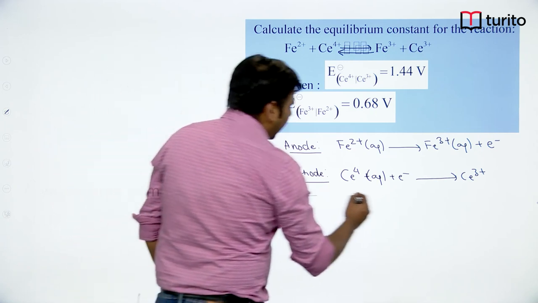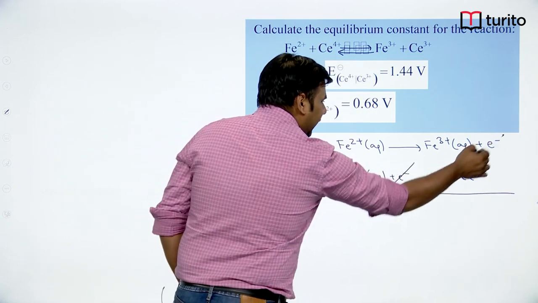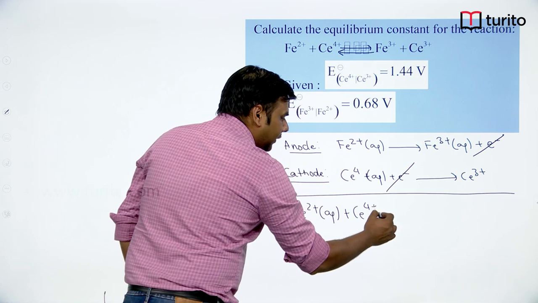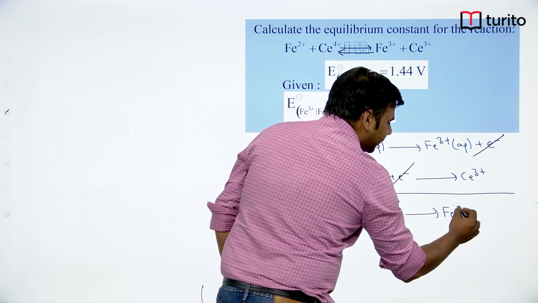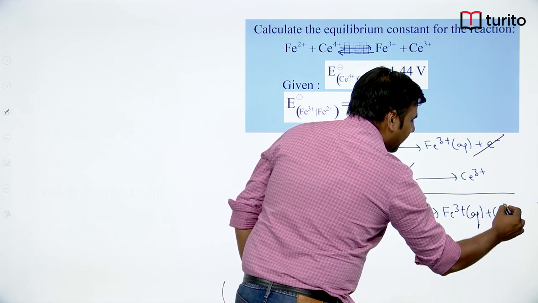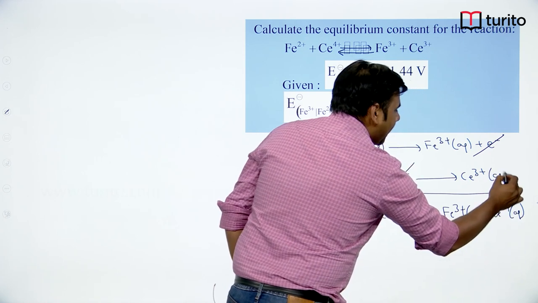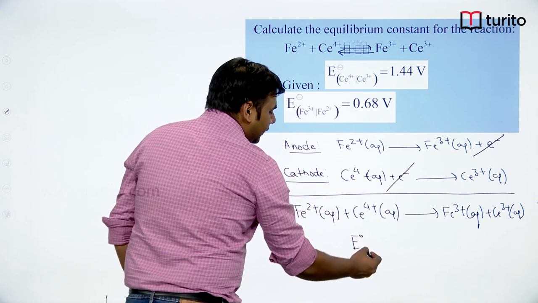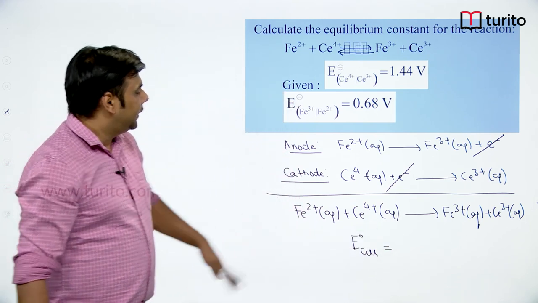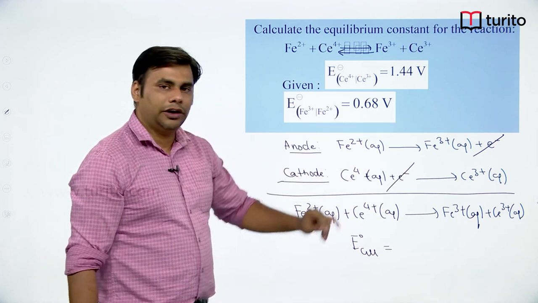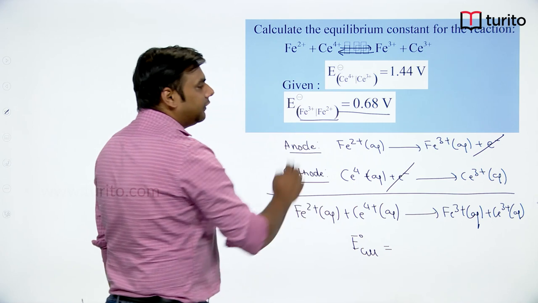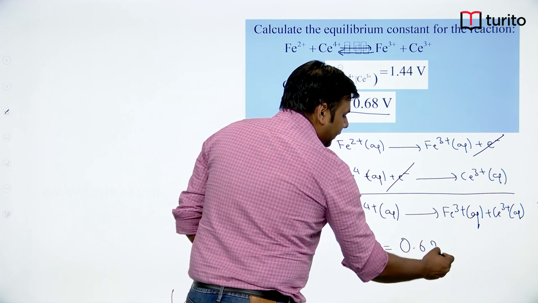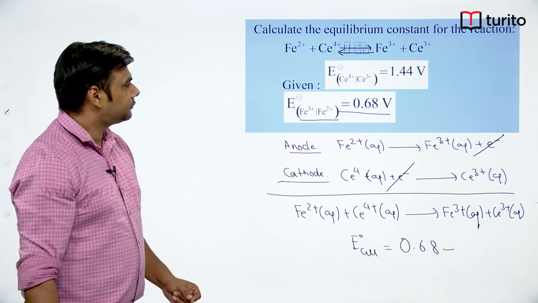So the overall reaction would become, these electrons would get cancelled out. So the overall reaction would be iron 2 plus aqueous plus cerium 4 plus aqueous changing into iron 3 plus aqueous plus cerium 3 plus aqueous. Now if you want to write the E naught cell, the overall EMF of this cell, this would be the reduction potential of cathode minus reduction potential of anode. Now the reduction potential of cathode is given to us as 0.68. So this would be 0.68 minus the reduction potential of anode.